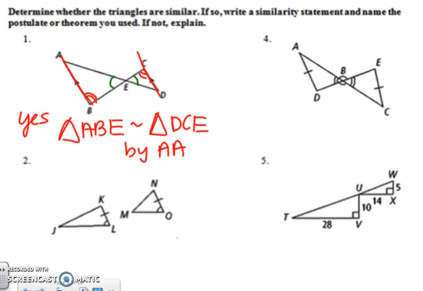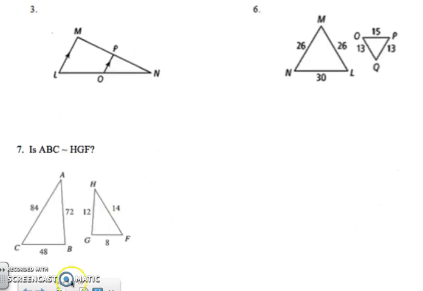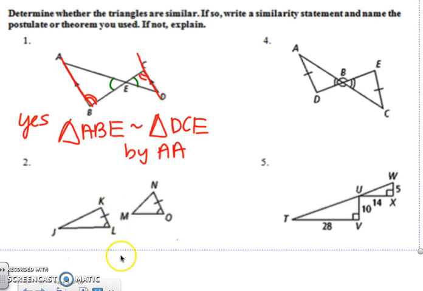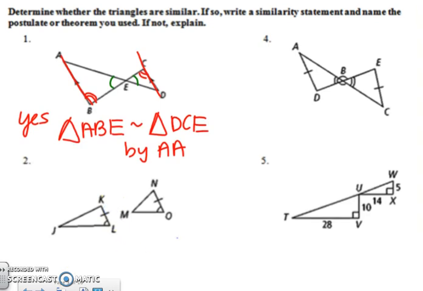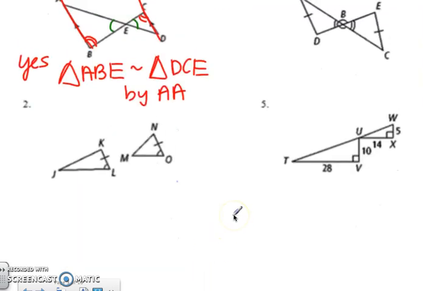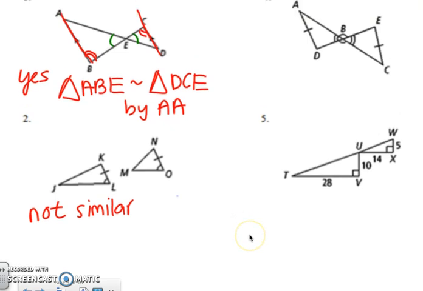All right, on number 2, they gave me L and O, and then they gave me a side. Well, great, that's not enough information, right? So no, these are not similar. There is not enough information for me to tell on those, okay?